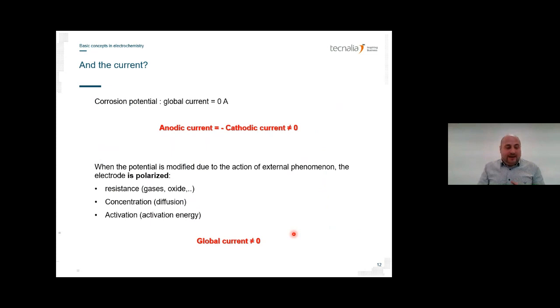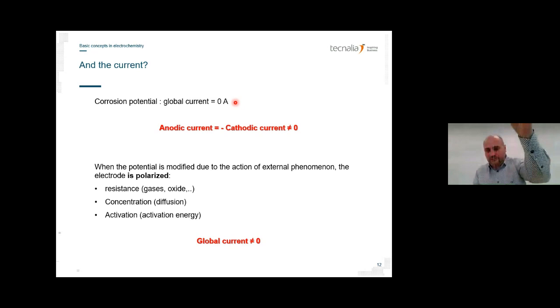And I talk a lot about potentials, but I haven't said anything so far about current. Why didn't I say anything about current? Because in the first case we were mentioning measurements of potential. How do we measure the potential? We have a sample. Let me show you a sample here.